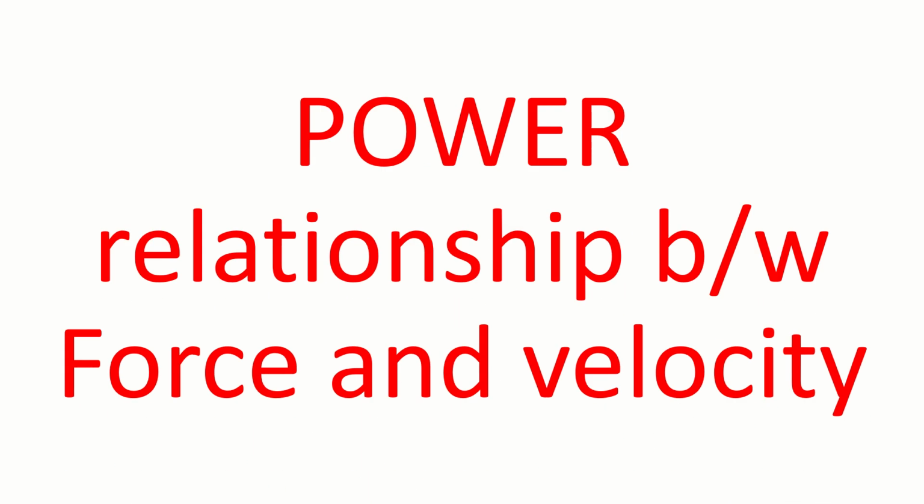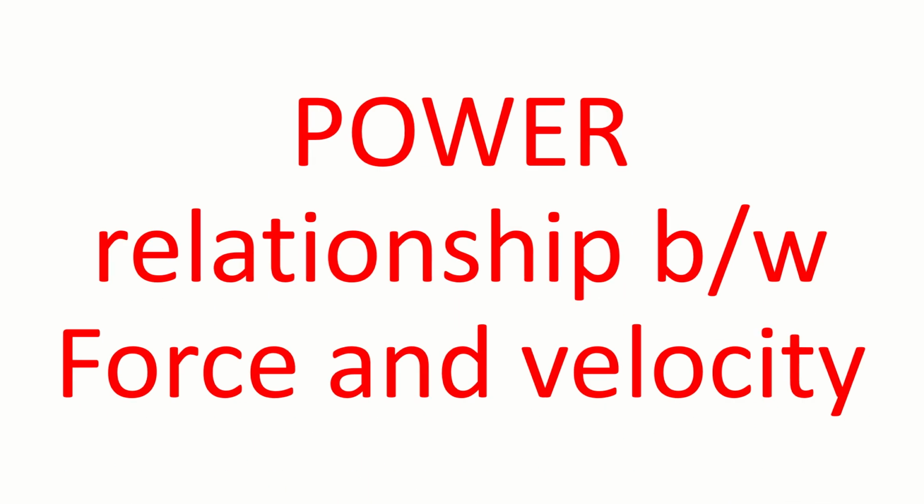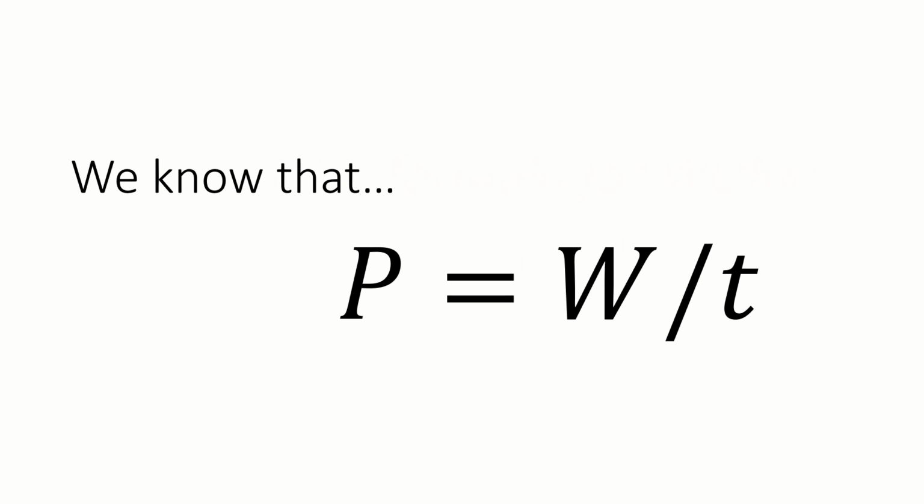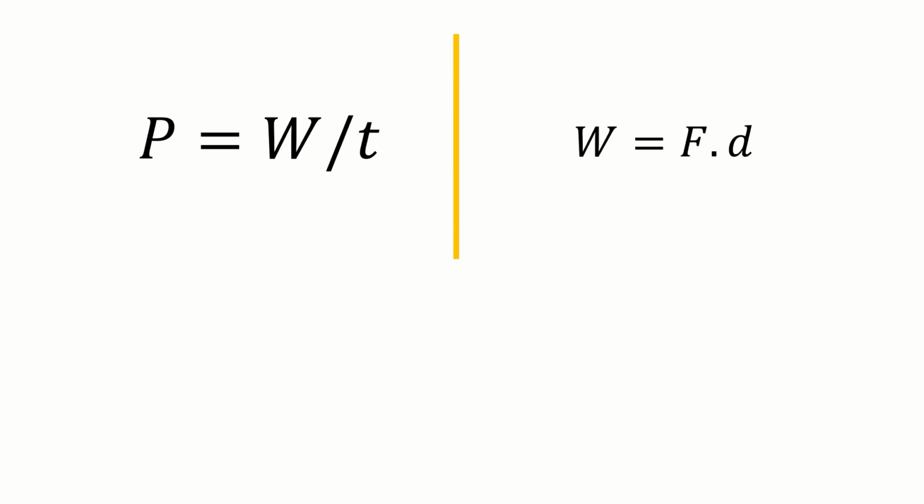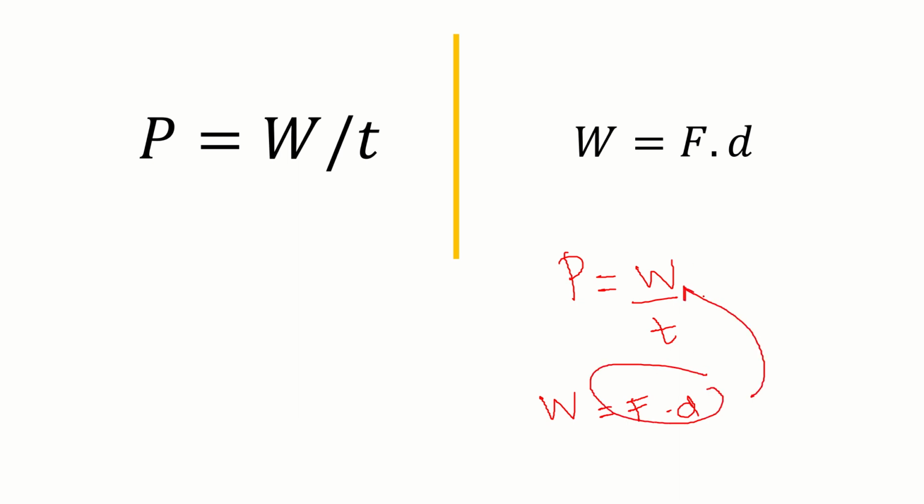All right. So, what's the relationship between force and velocity? We know that power is work over time. Based on the formula for work, work is equal to force times distance. So, if we merge these two sets of formulas, power is equivalent to work over time, while work is equivalent to force times displacement. So, we put force times displacement into work over time. So, power becomes force times distance over time.